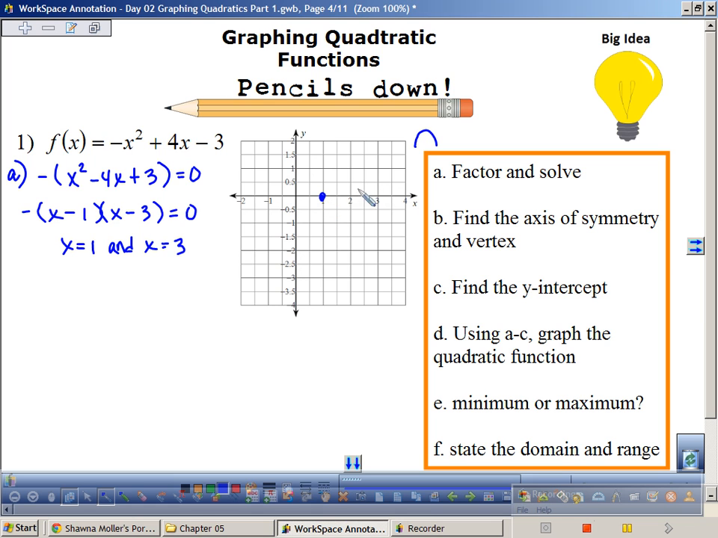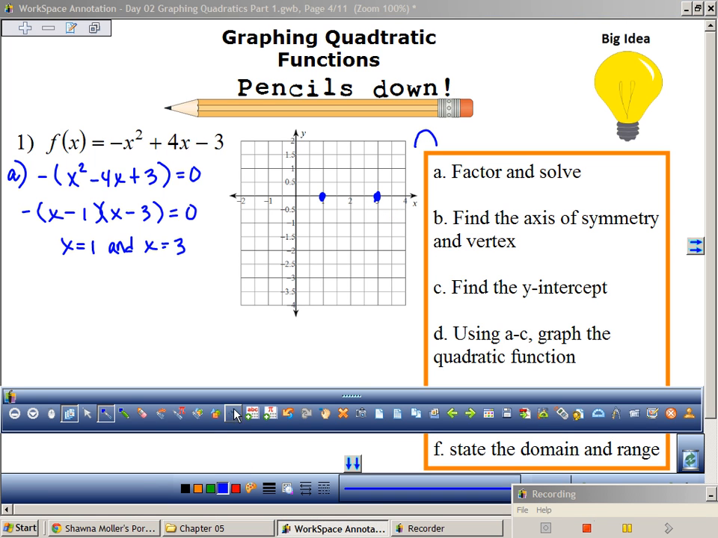See how the scale is different on this graph? Okay. 1 and 3. I'll let you guys get your papers all settled. All right, so if I know those are my zeros, can't I also see that my axis of symmetry is going to be right here?